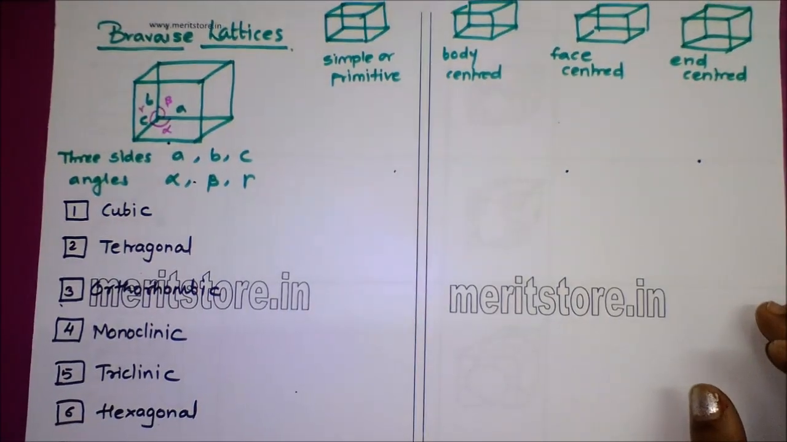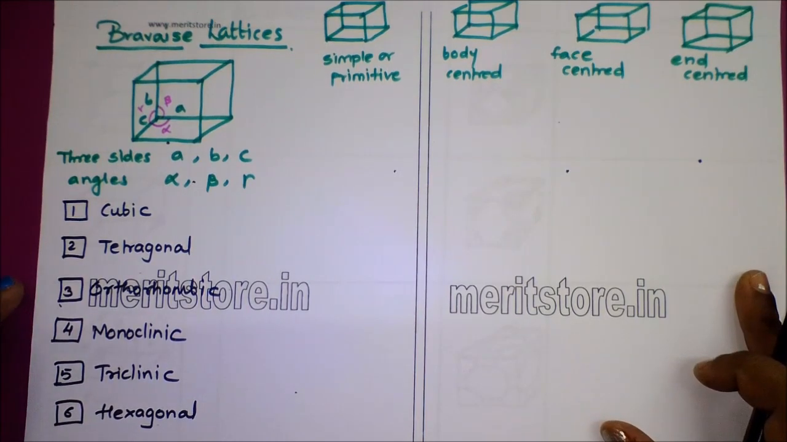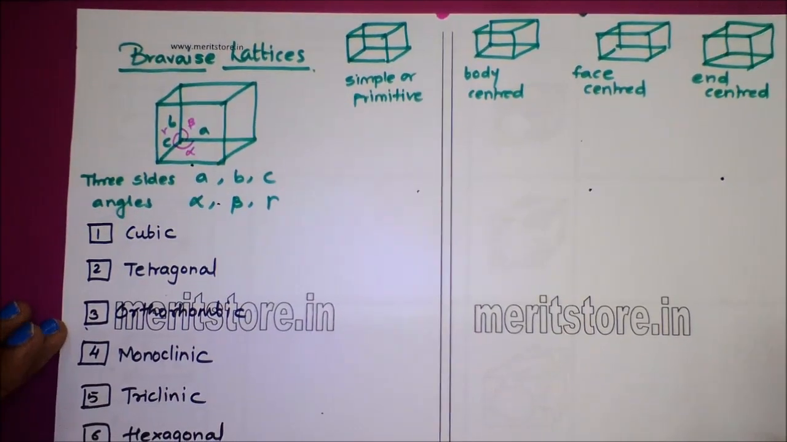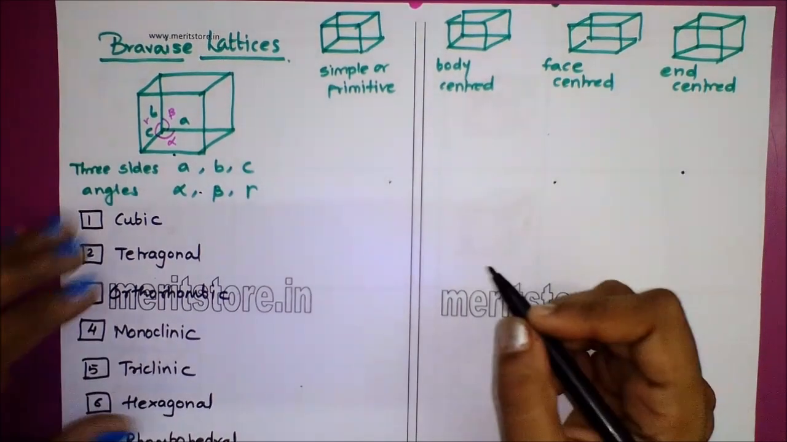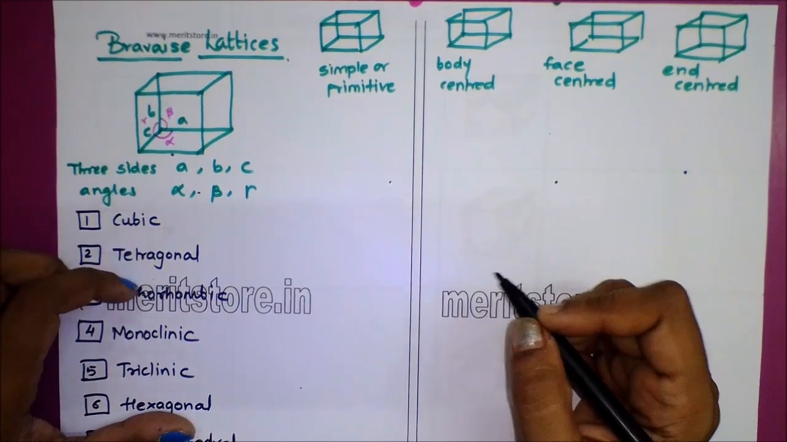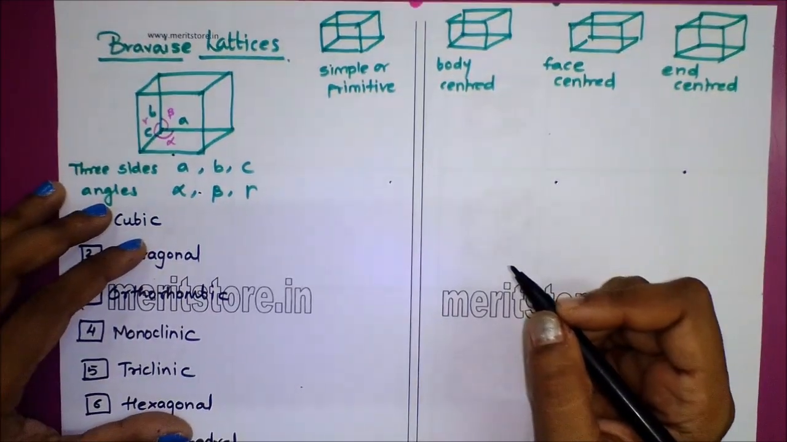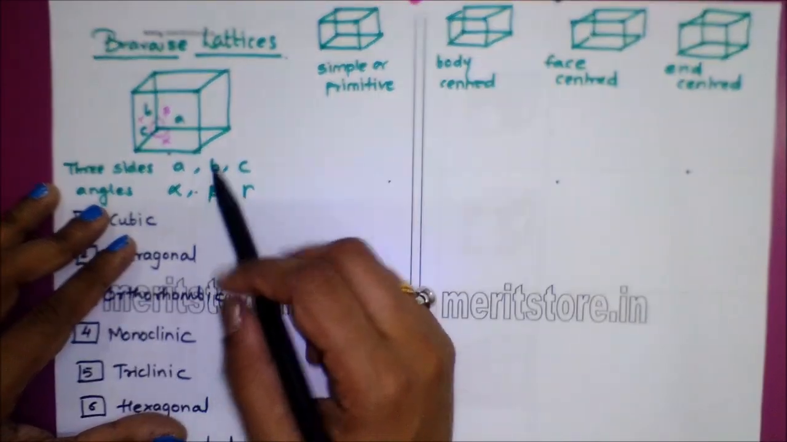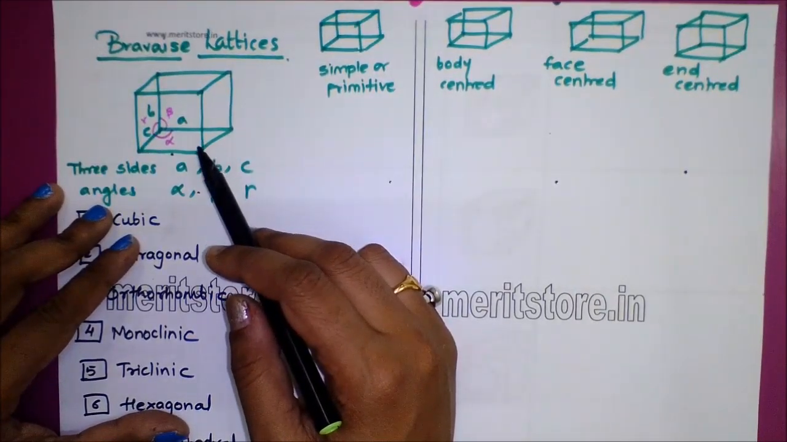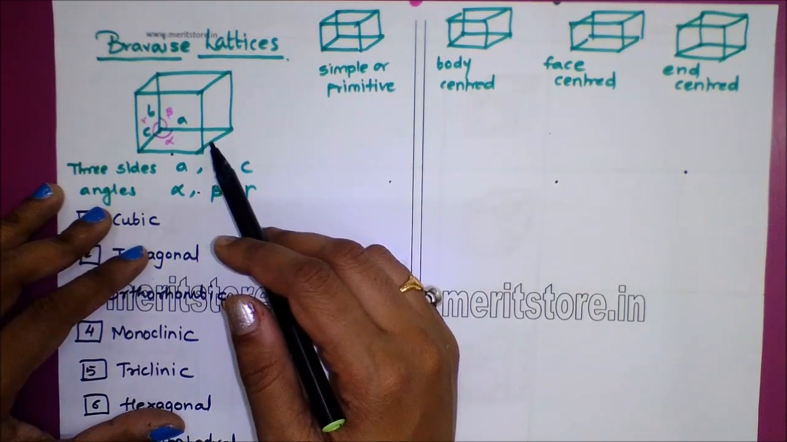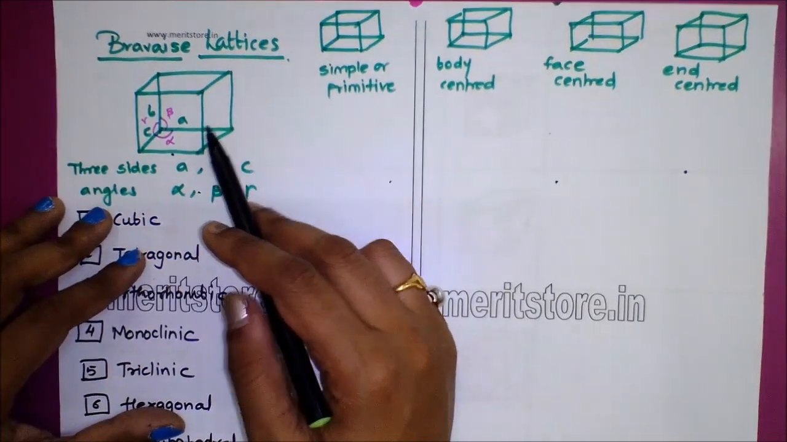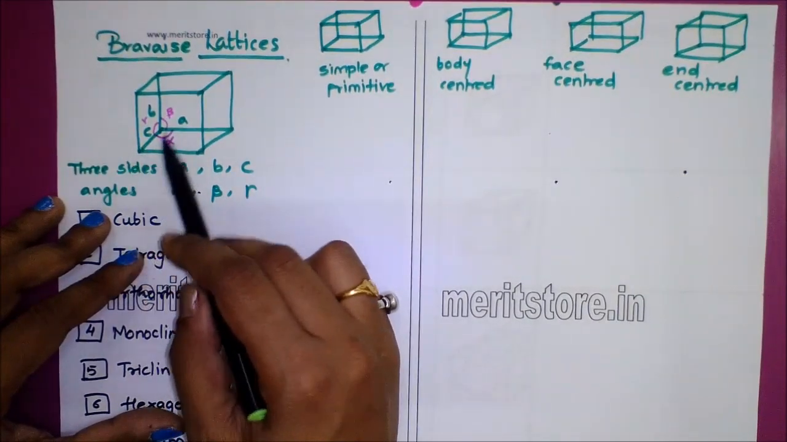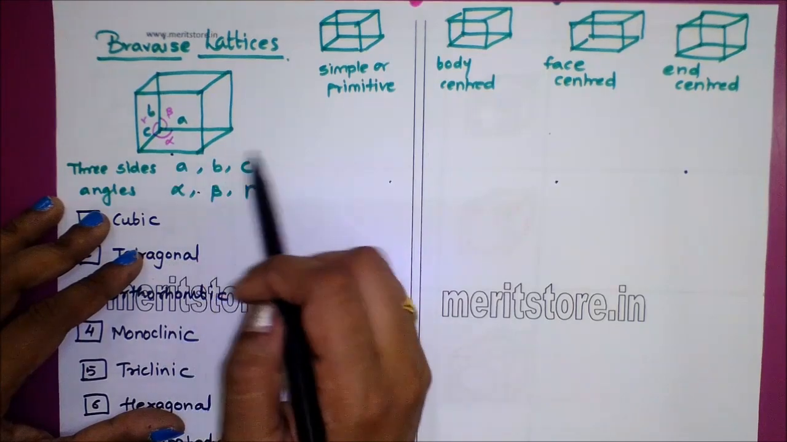Next, we'll be talking about the different arrangements of particles in space. So when I talk about the different arrangements of particles, next we'll be talking about the Bravais lattices, that is different arrangements of the particles in space. Now Bravais is a mathematician who discovered the different arrangements of particles which are possible in space. Now to define all these arrangements, we will take help of the three sides, that is a, b and c, and the angles between them, that is alpha, beta and gamma.